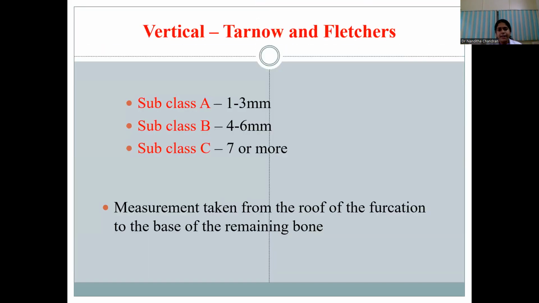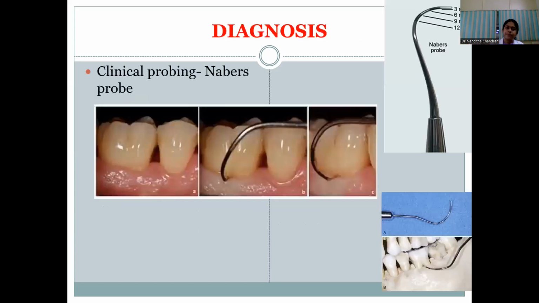Another classification is given by Tarnow and Fletcher based on the vertical component. It is given as subclass A, B, and C. A is 1 to 3 millimeters of vertical bone loss in the furcation area. B is 4 to 6 and C is more than 7. This measurement is taken vertically from the roof of the furcation to the base of the defect.